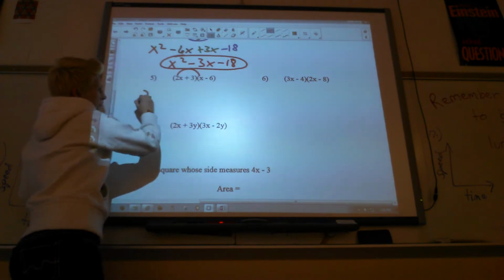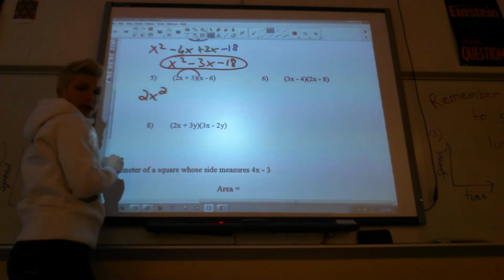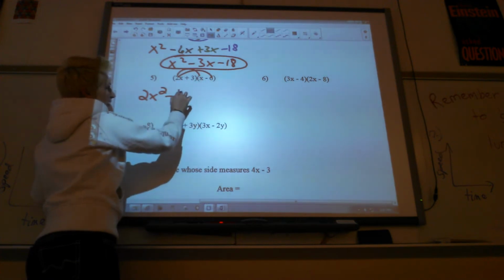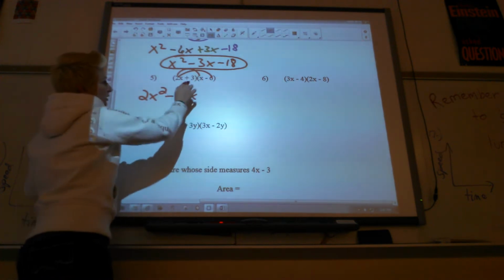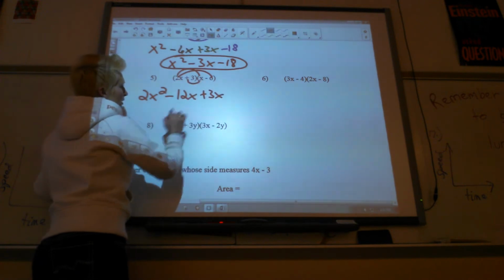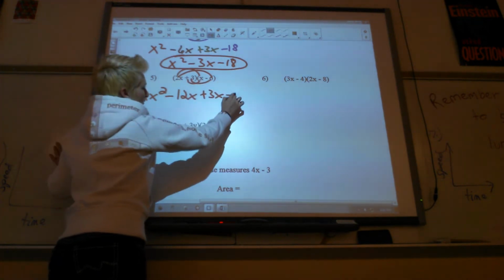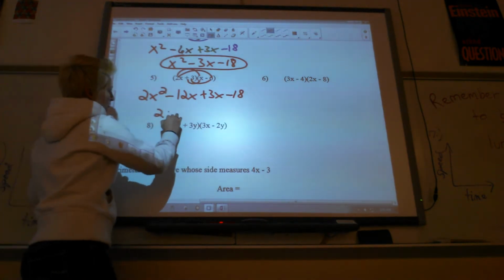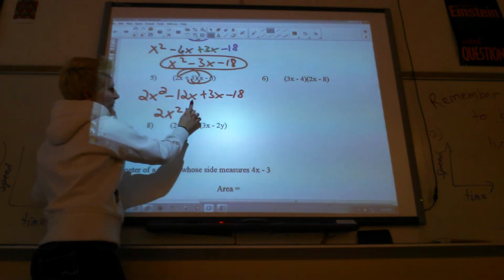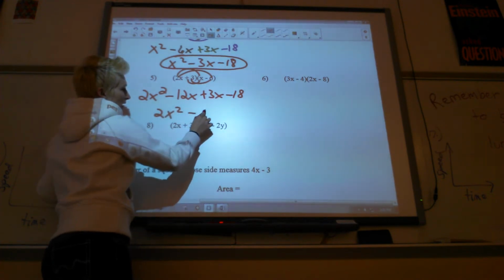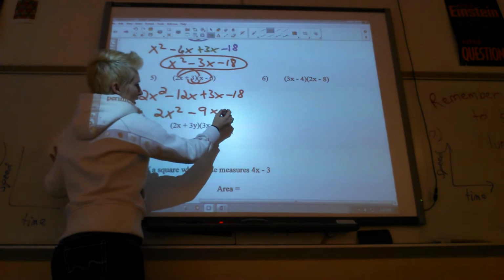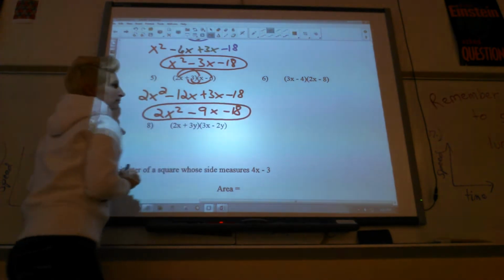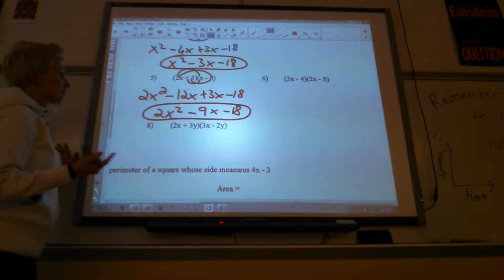Let's try another example. First, 2x times x is 2x squared. Outers, 2x times negative 6 is a negative 12x. 3 times x, and then 3 times negative 6. Combine like terms. We have a negative 12x and a positive 3x. That's a negative 9x minus 18. Okay, so then that one's done.